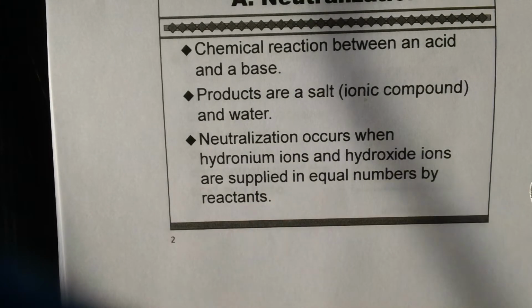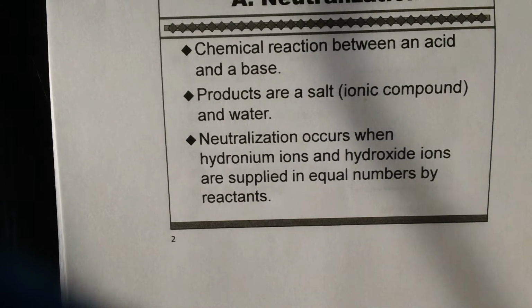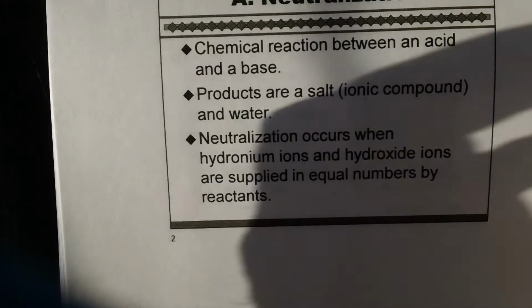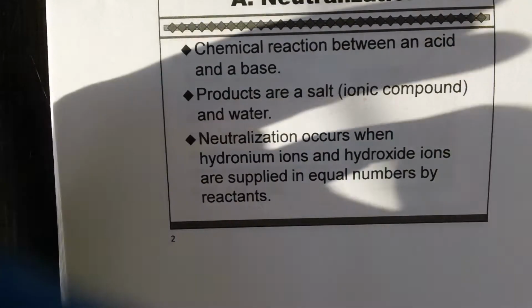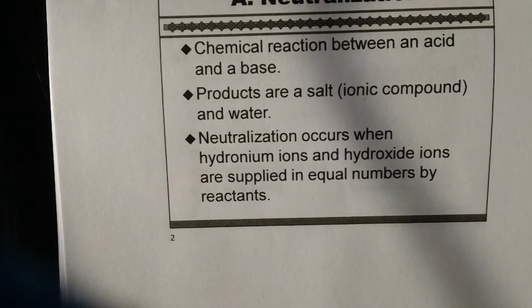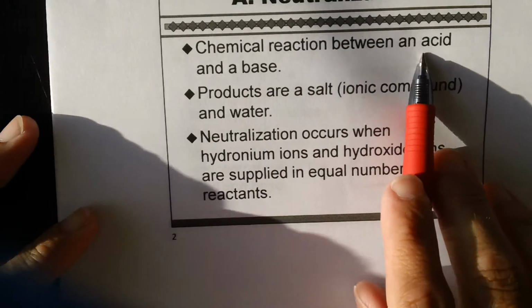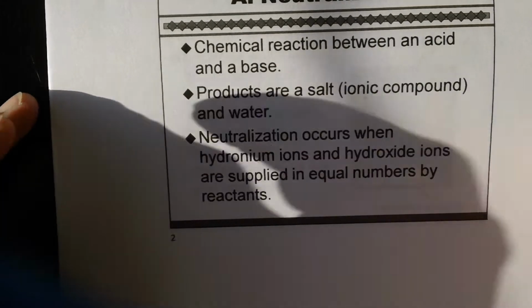It says neutralization occurs when hydronium ions and hydroxide ions are supplied in equal numbers by reactants. So we're going to have an acid and a base, and usually you have an acid sitting down in a container or a base sitting down in a container, and then the opposite is dripped down into that container until we reach this neutralization point. We've already talked about this: acids and bases reacting to produce salts and water.